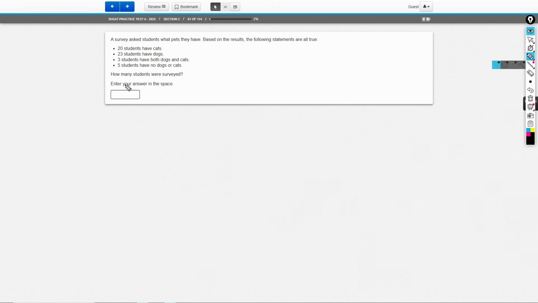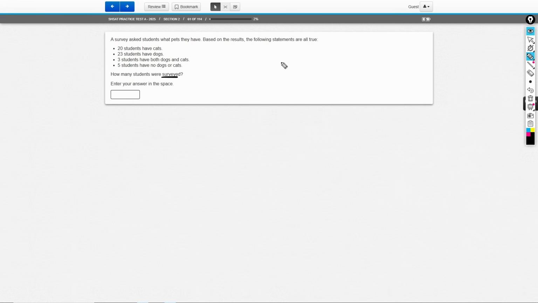Now, this problem has a common trick that a lot of students are going to fall for. It says that a survey asks students which pets they have, and based on the results, the following statements are all true. 20 have cats, 23 have dogs, 3 have both cats and dogs, and 5 students have no cats or dogs. And they want us to know how many students were surveyed.